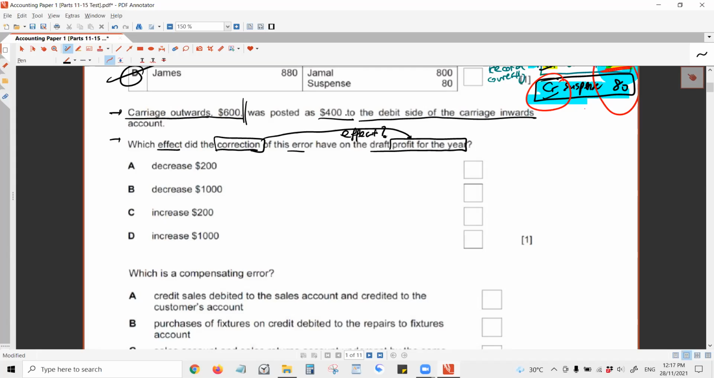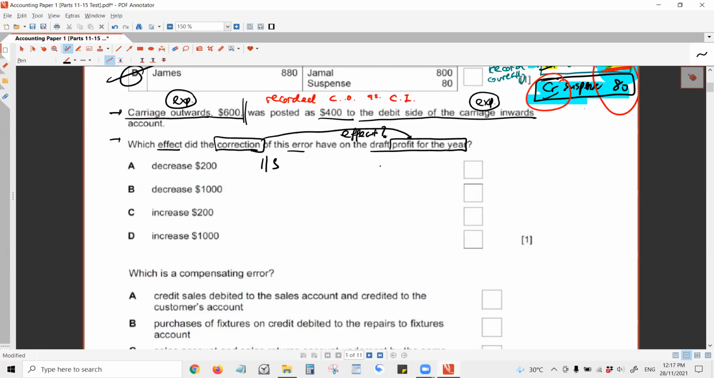Carriage outward is an expense. Carriage inward is also an expense. So they say that instead of debiting carriage outward, they debited carriage inward. So what is the consequence? Another way of interpreting this is they recorded the carriage outward as carriage inward.